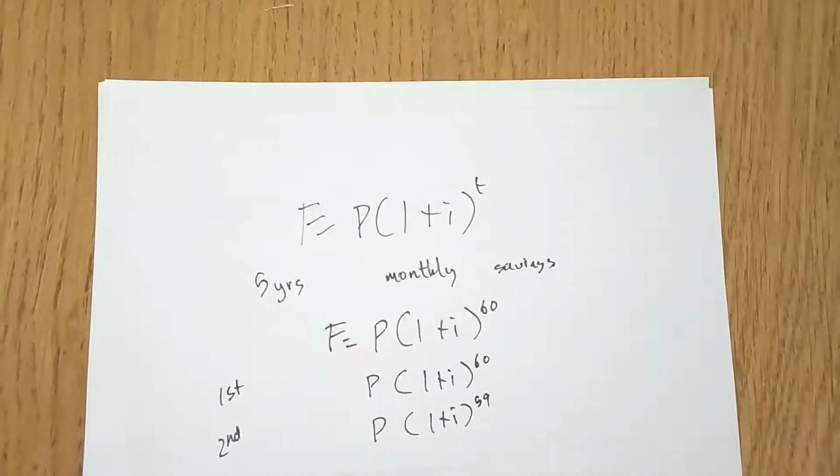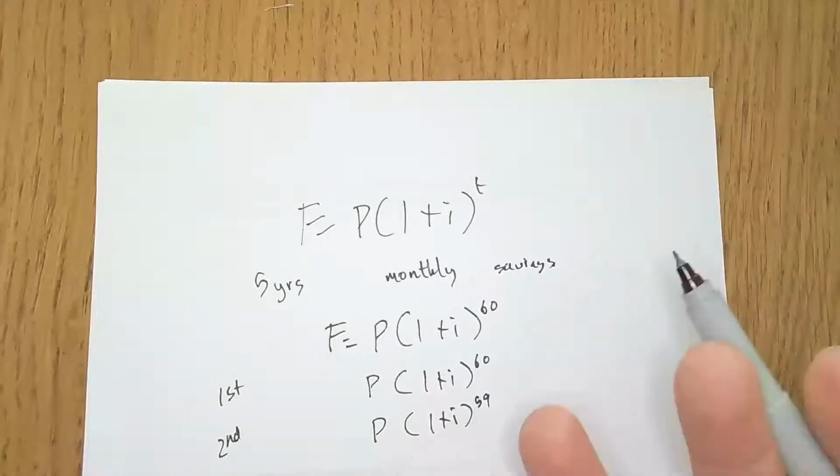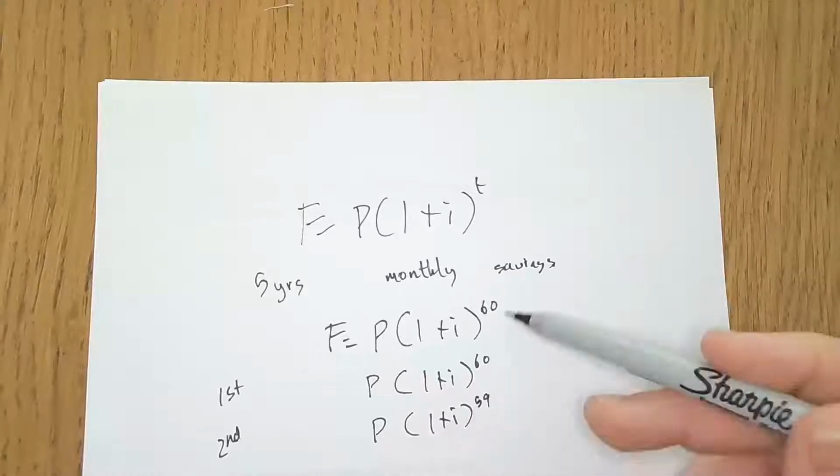The third month, and so on. The fourth month, and so on. The whole way up to the last month, which will only have to the power of 1, because it'll only have one cycle of interest, because it'll only gain interest for that 1 month. So we should have 60 of these in total.